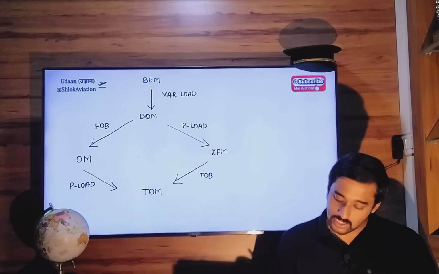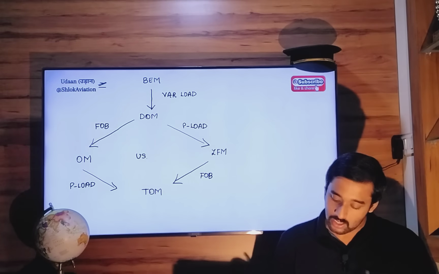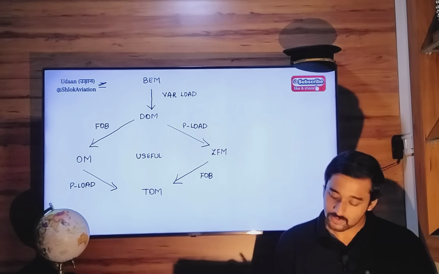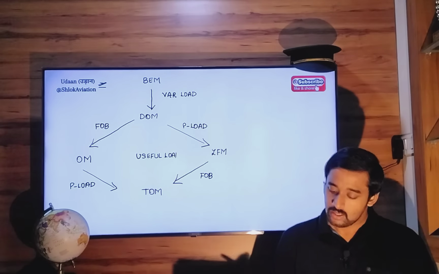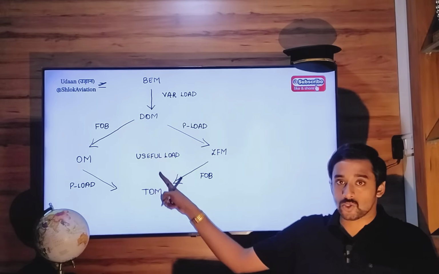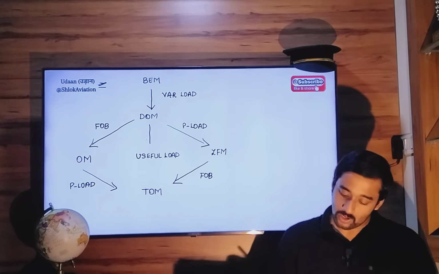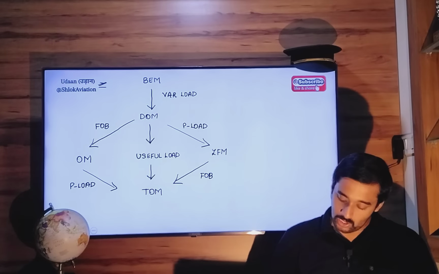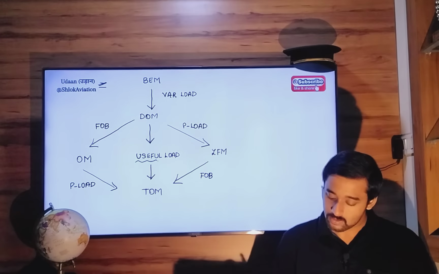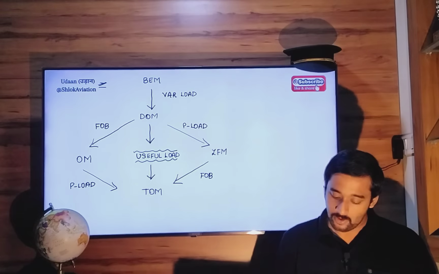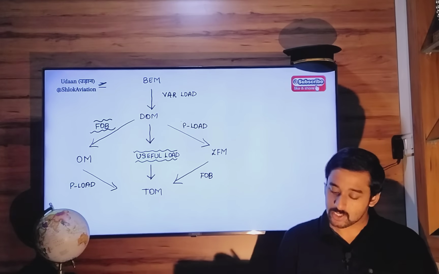The third way is useful load, that is dry operating mass plus useful load gives you takeoff mass. What is useful load? Useful load is nothing but fuel on board plus payload.